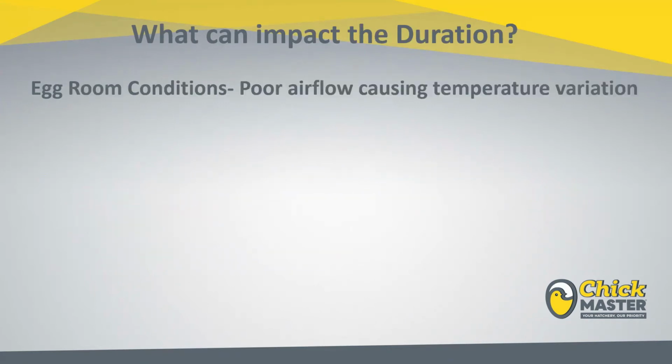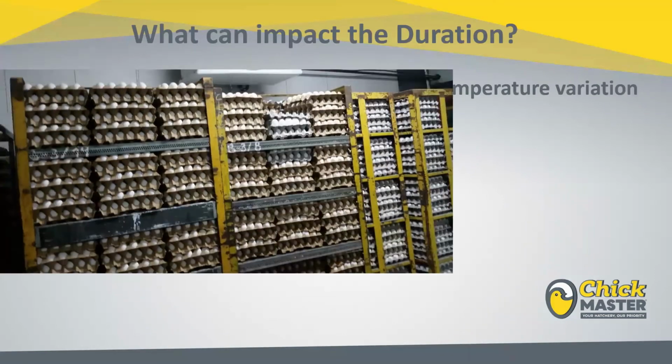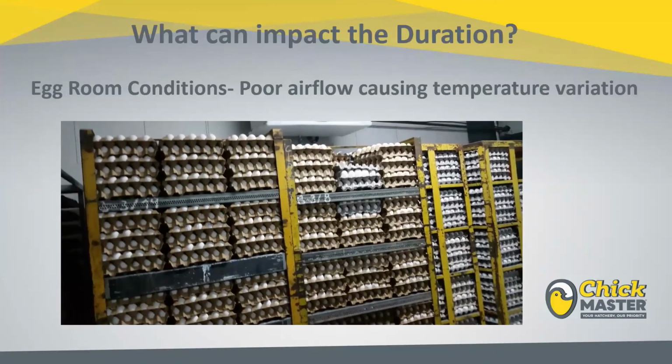So when we talk about egg room conditions and how it can impact the duration, poor airflow can cause temperature variation. And we see that especially in locations that, say, receive eggs in cardboard flats, or receive eggs where they get stored in a rack system like this. And as you can recognize, these eggs would have to be in this egg room for an extended period of time, probably a couple of days even, before they all are even in temperature.